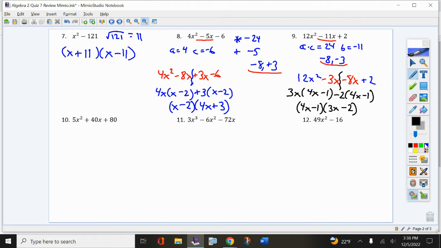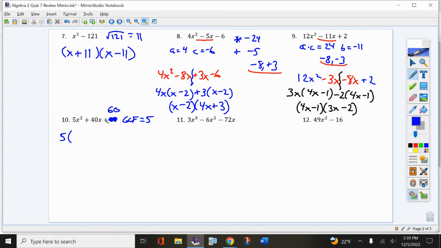On number 10, there's a typo. That 80 needs to be a 60. But before we multiply 5 times 60, there is a greatest common factor. Out of 5, 40, and 60, I can take out 5. That's the first thing I will do.